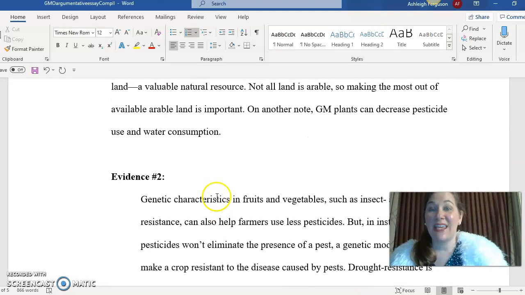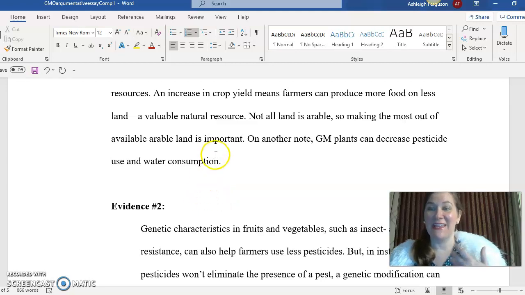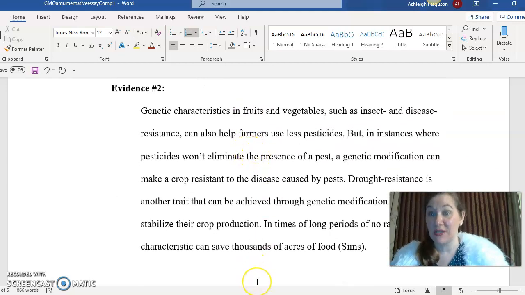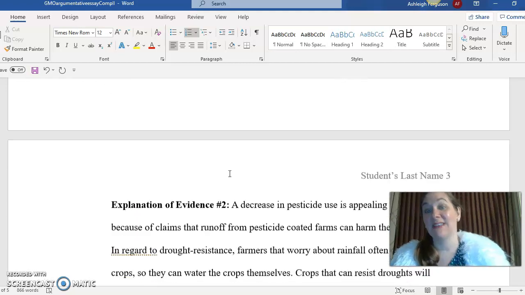Now, you're going to notice he can't just leave his claim 2 without evidence. So essentially what he does, and I'm not going to read you this whole quote, he has a quote from a writer named Sims. And Sims argues that genetic modification can make plants more resistant to not only insects, but also to drought. And this whole paragraph from a source discusses that. Now, he can't just leave his paragraph with that evidence. He has to explain himself.